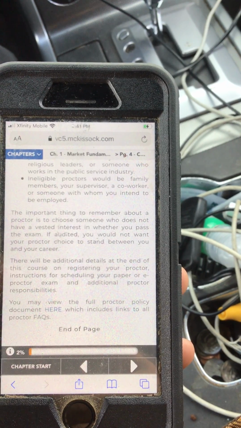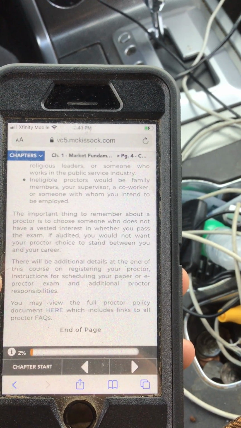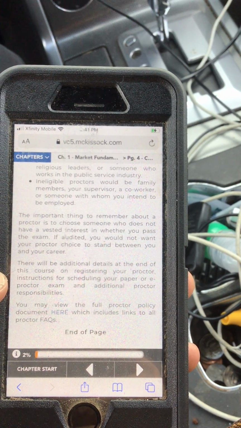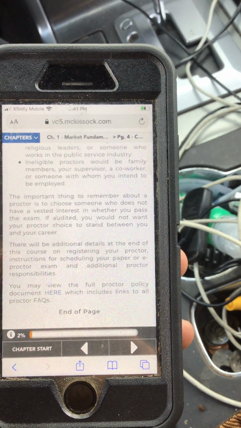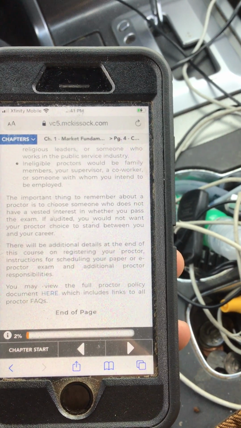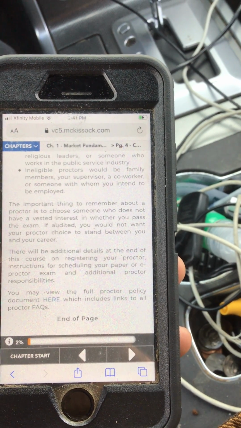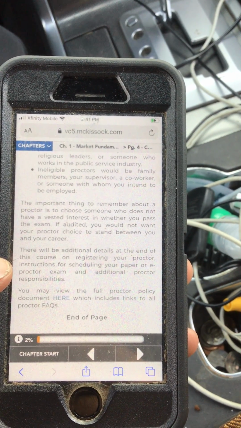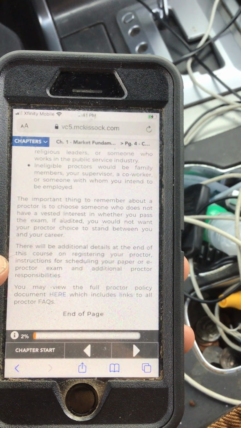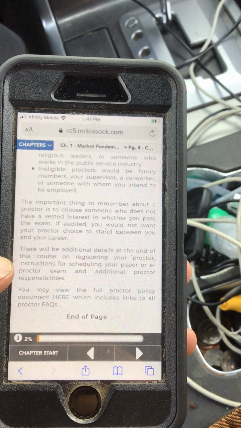The important thing to remember about a proctor is to choose someone who does not have a vested interest in whether you pass the exam. If audited, you will not want your proctor choice to stand between you and your career. There will be additional details at the end of this course on registering your proctor.